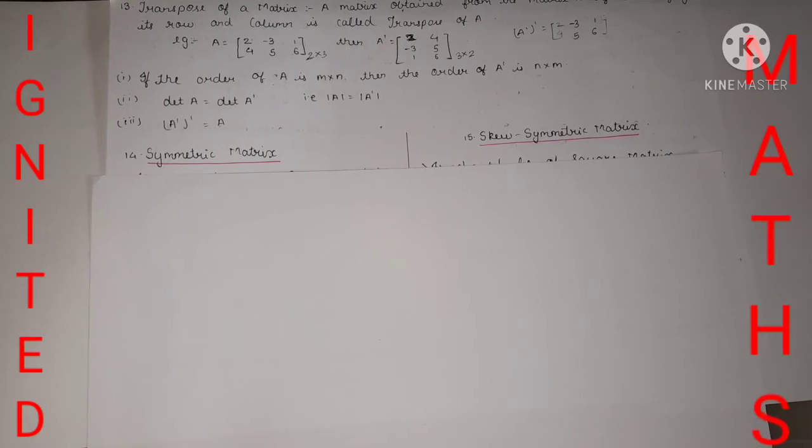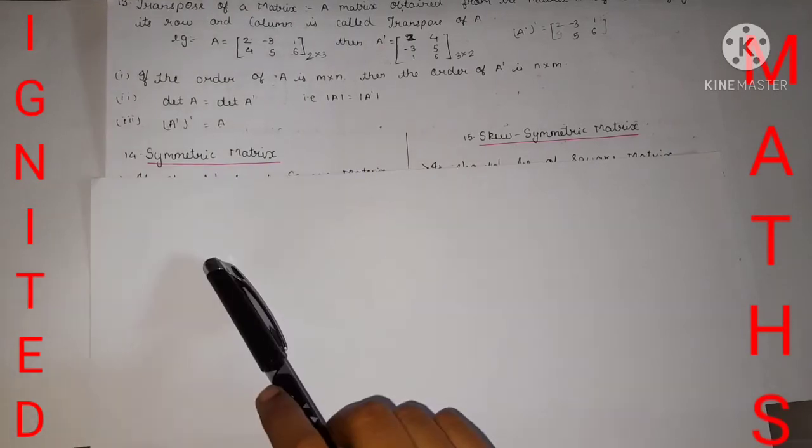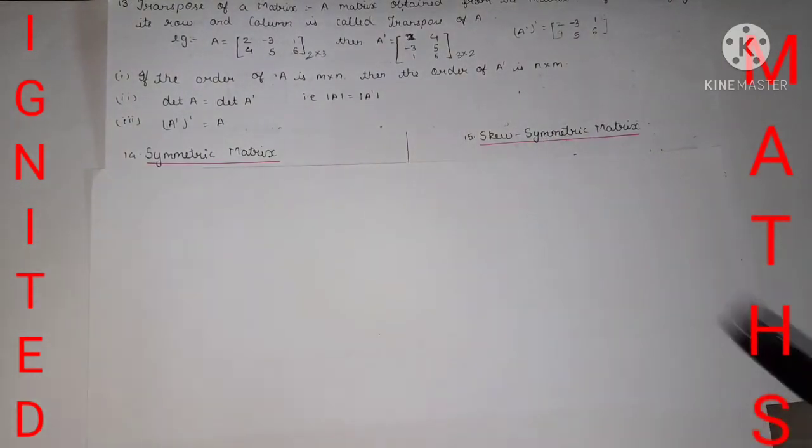The next type of matrix is the symmetric matrix. The symmetric matrix and the skew symmetric matrix are totally related to the transpose. So I'm going to explain the symmetric matrix first, then the skew symmetric, and afterwards I'm going to differentiate between both so that you can understand very clearly. So let's start with the symmetric matrix.